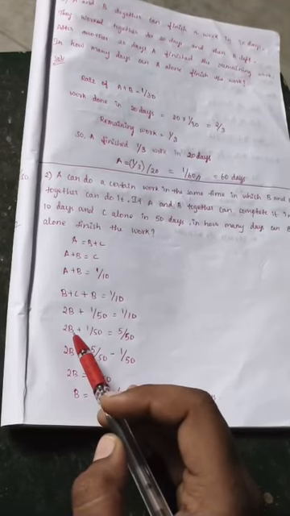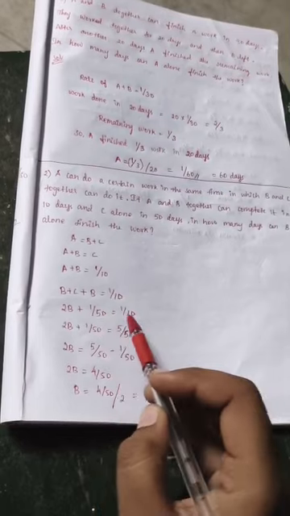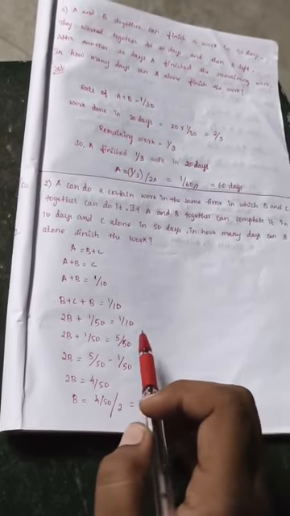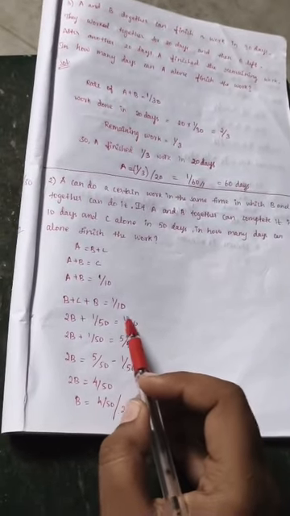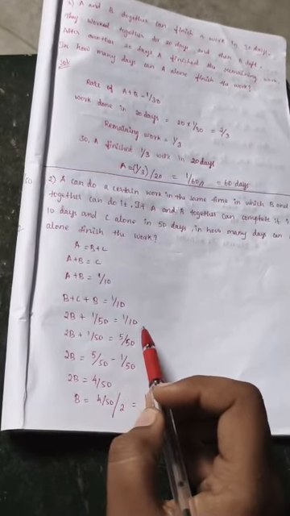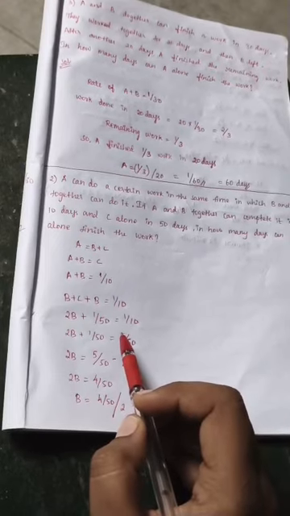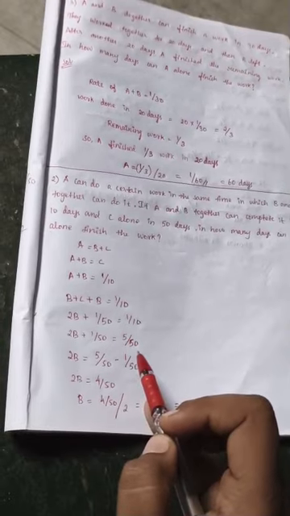So 2B plus 1/50 equals 1/10. Here we have different denominators. We have to have the same denominator. For that we are multiplying the 1 and 10 by 5. So if we multiply both the numerator and denominator by 5, we will get the same denominator 50, where we will get 2B plus 1/50 equals 5/50.